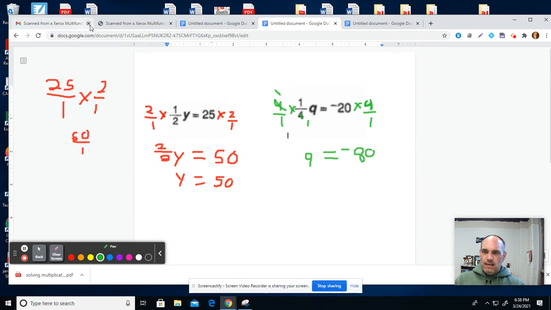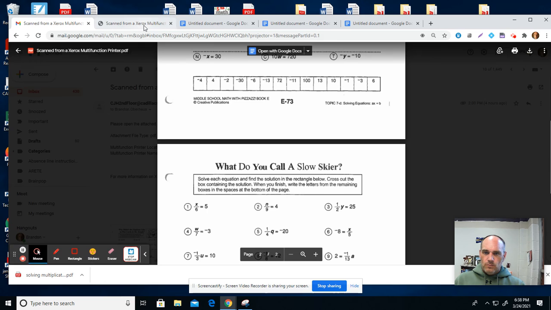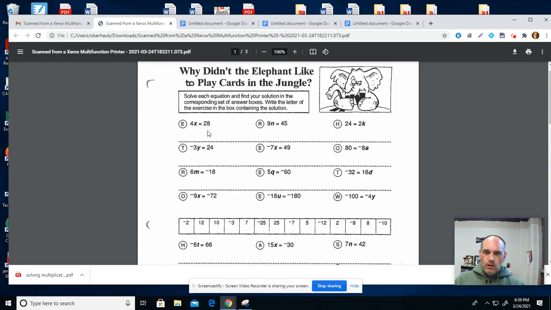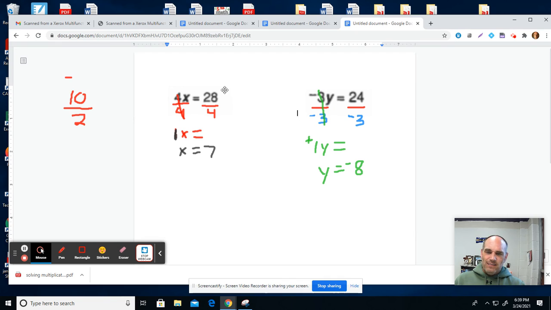And then my third type is, oh, it must be up. When I have a number attached to a letter like this, all right, and then I'm like, oh, that type looks like this. And this is where I divide both sides by the number attached to the letter.